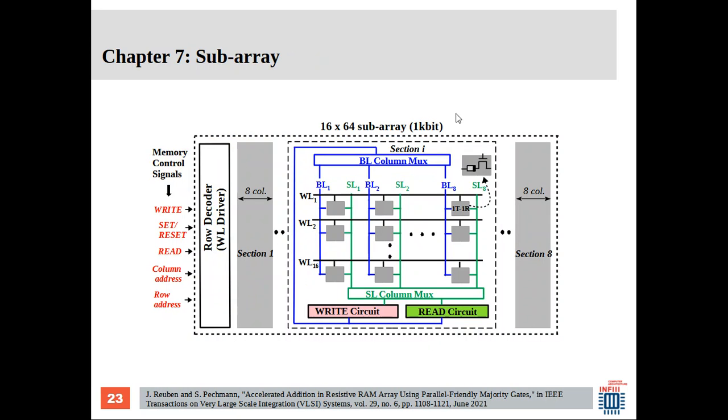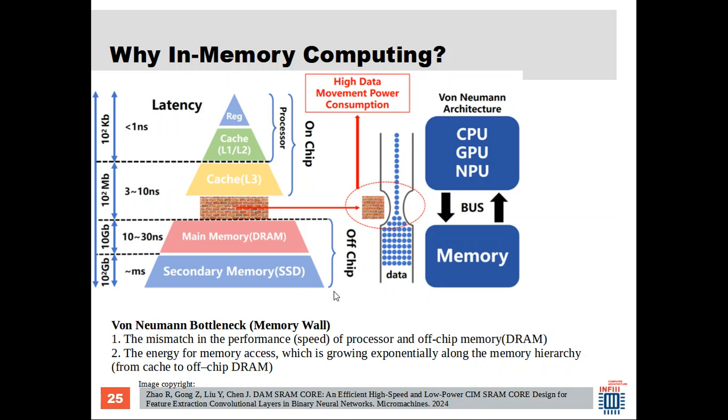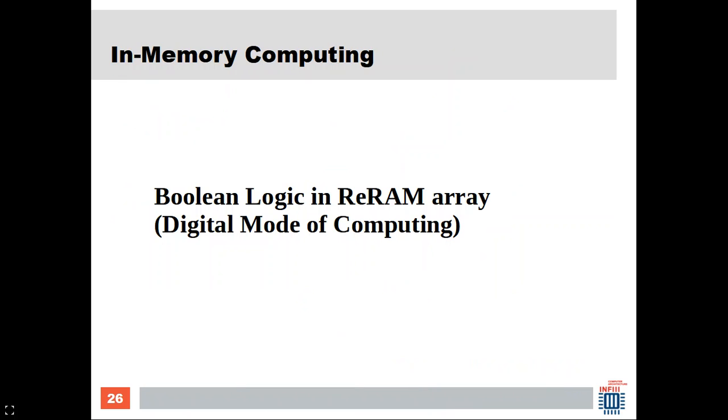So this is the sub array. This is the smallest array, and many such sub arrays form the actual memory array. So this is only 1 kilobit, and how you put all of them together. And part 3 is about in-memory computing. So again, I start with the von Neumann bottleneck, and why we want to move data to the memory array.